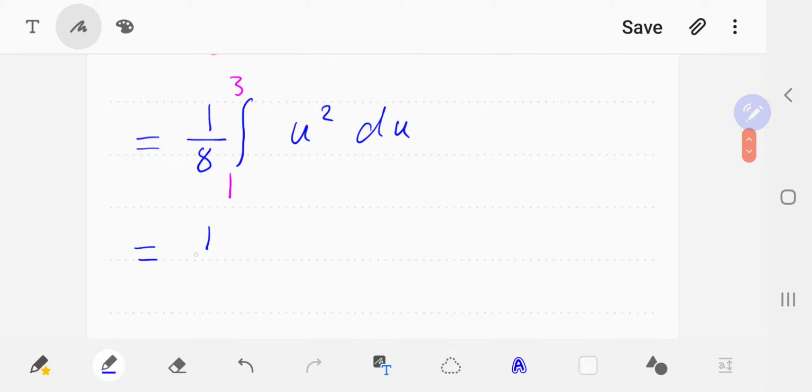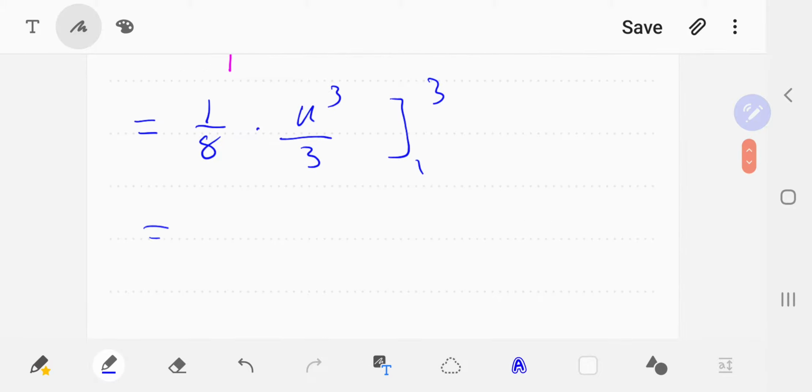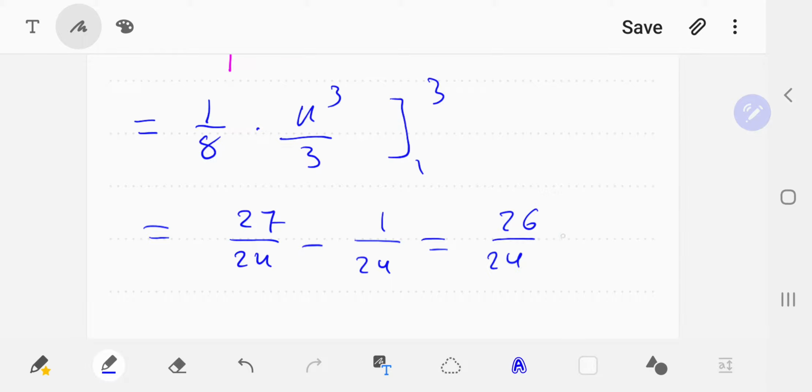So this will be 1 over 8 times u cubed over 3 from 1 to 3. You substitute now by the definite integral, so 3 to the power of 3, that's 27 over 24, minus 1 over 24, which will be 26 over 24. Of course, that can be simplified, so 13 over 12.